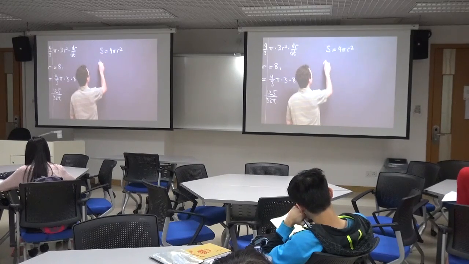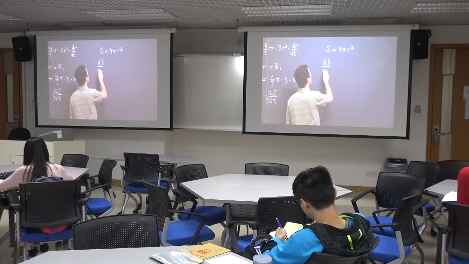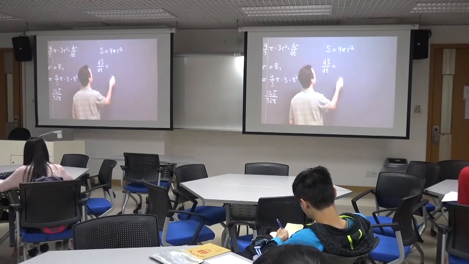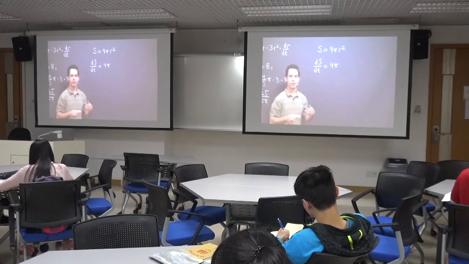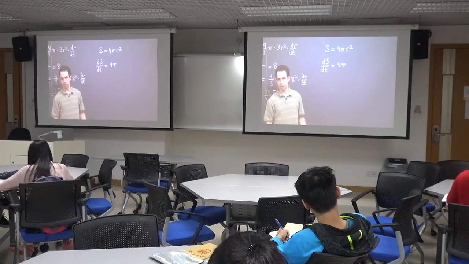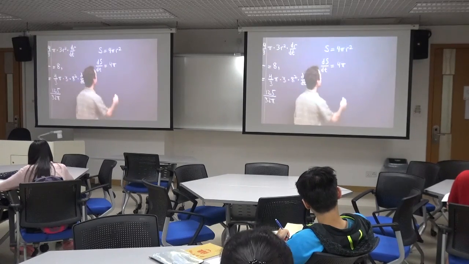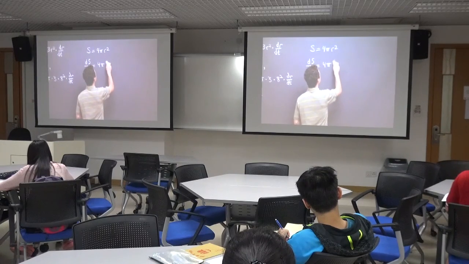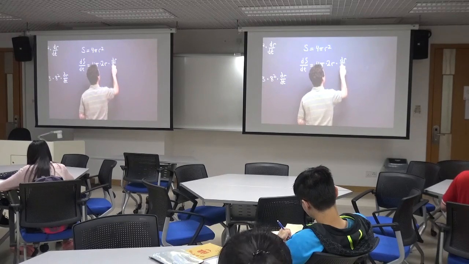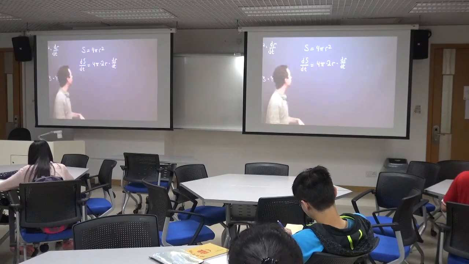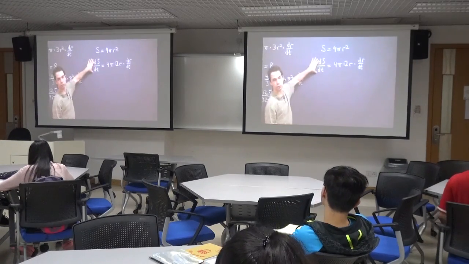So, okay, we just do it. ds/dt is equal to 4 pi times the derivative of r squared. Since r is a function of t, we have to use the chain rule here. So this is times 2r times dr/dt. This is an identity, so this is always true.